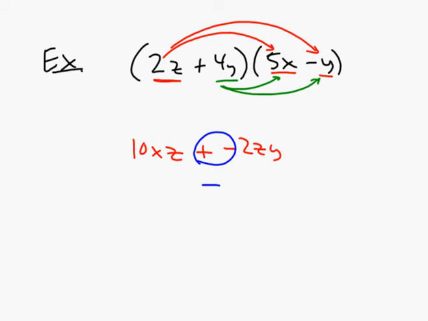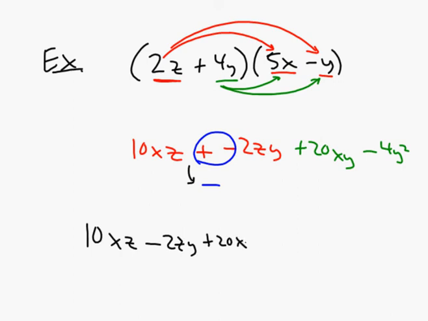All right, so now you have 4y times 5x. That's going to be plus 20xy. And then you have 4y times negative y. So that's going to be minus 4y squared. Okay, so there's not much to simplify here other than this plus negative to make it into a minus, so we can do that. But you'll notice that none of these terms are like terms. So they're all just going to stay separate from one another.